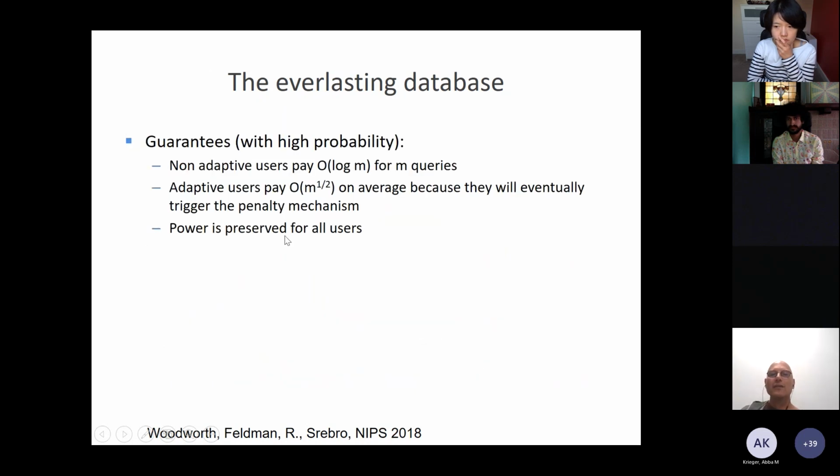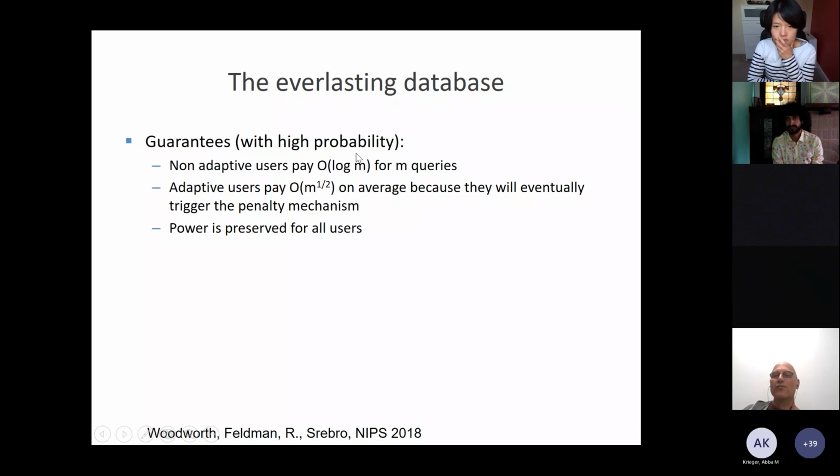And the nice guarantee that this gives is that users who are non-adaptive, who are naive and just ask questions without using past results, they really get cheap use of the data. So each one costs them on the order of 1 over n.